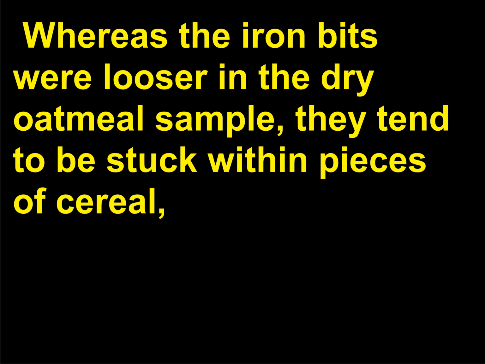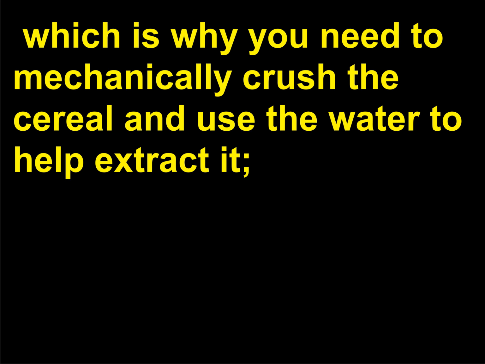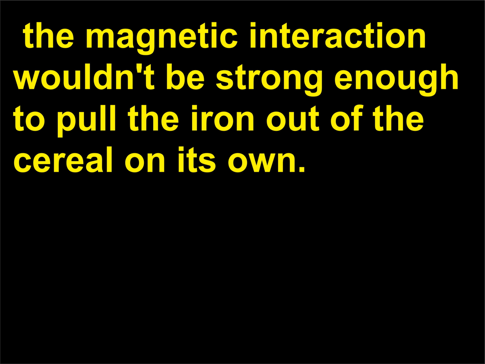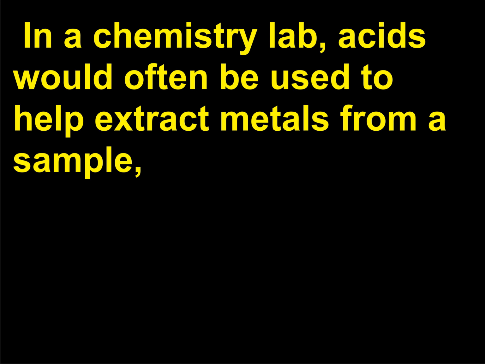Whereas the iron bits were looser in the dry oatmeal sample, they tend to be stuck within pieces of cereal. Which is why you need to mechanically crush the cereal and use the water to help extract it. The magnetic interaction wouldn't be strong enough to pull the iron out of the cereal on its own. In a chemistry lab, acids would often be used to help extract metals from a sample. But water will work fine for our purposes here.